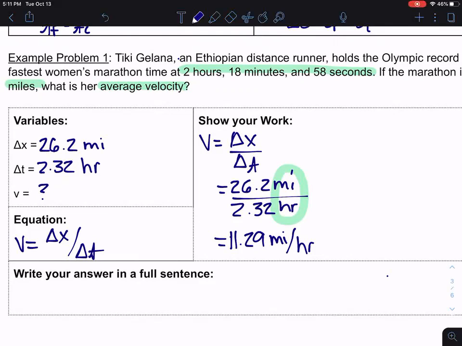It's also average velocity because I don't think that she ran 11.29 miles per hour for the whole marathon, right? Sometimes she probably went faster, sometimes she probably went slower, but over this distance, over this period of time, on average, she ran 11.29 miles per hour. Pretty impressive.